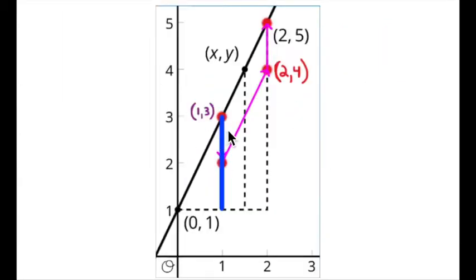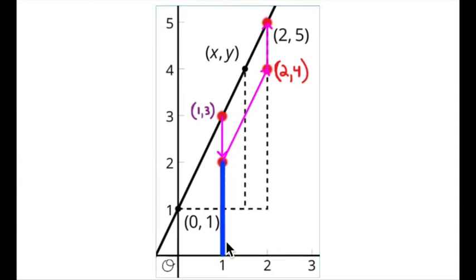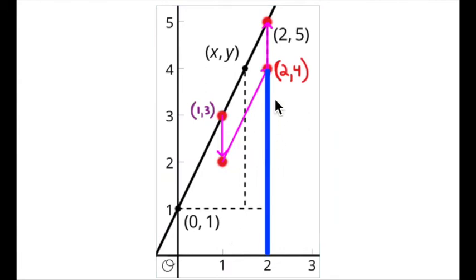And so here it is just animated a bit. So this is going to shift down 1 unit, gets scaled up times 2. So it ends up this length. And then that length gets shifted up 1 unit to end up on the line at (2, 5).